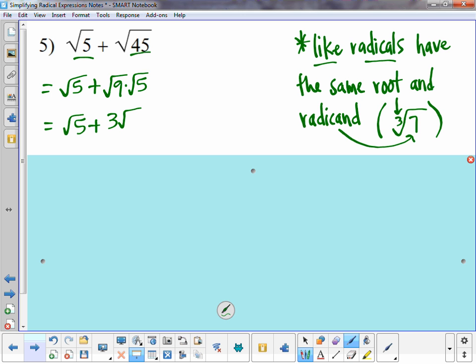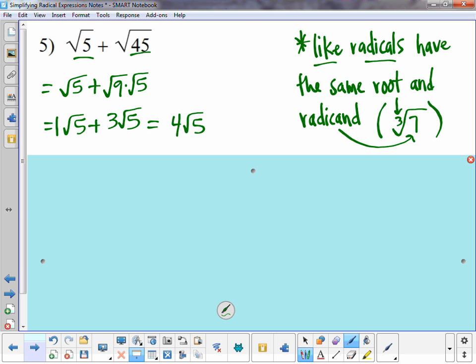3. So then it will be 3 square root of 5 is what it simplifies to be. And now look, are they like radicals? Yes, they're both square roots and they're both having 5. So now we can add how many square roots of 5 we have. We have 1 here, because remember there's an invisible 1 here. 1 square root of 5 plus 3 square roots of 5 is how many square roots of 5?